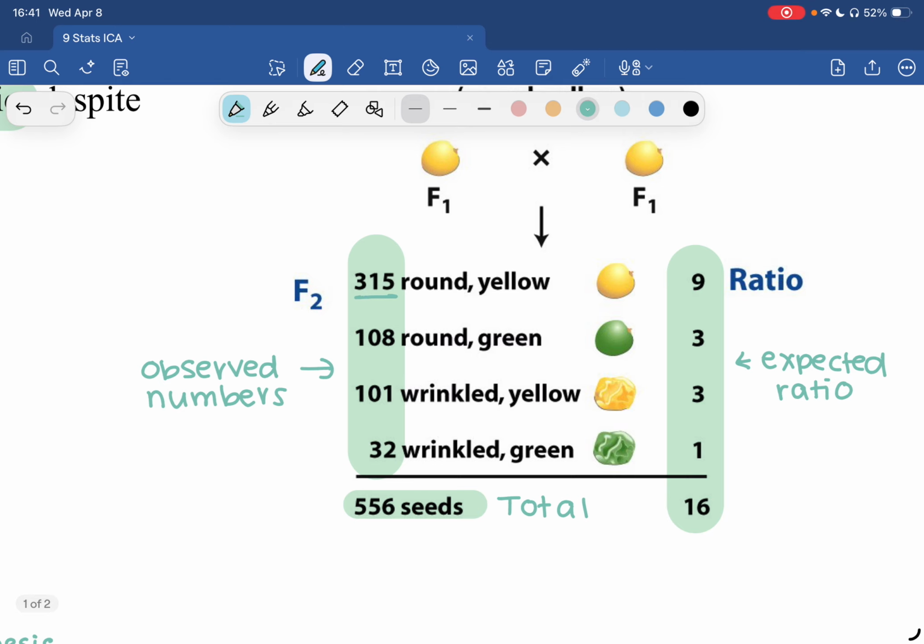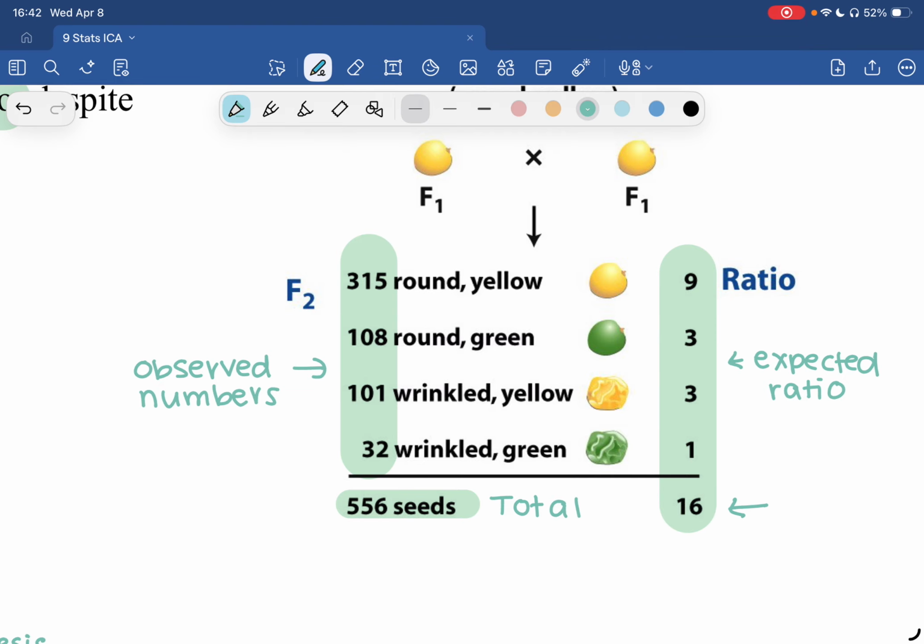If it's not, take this observed number and divide it by the 556 or your total number. So take your observed, divide it by your total, and that should give you some kind of fraction or decimal. Or you can just glance at your data set and see which one is the largest. That will probably be your 9. The two that are pretty similar in size, your two middles, will probably be your 3/16, and then your smallest one will likely be your 1/16. So again, just looking at rough estimates in size, you don't necessarily have to do the math, but if you do, to double check yourself, that's fine too. And then again, this is out of 16.